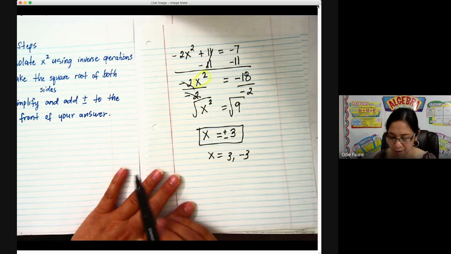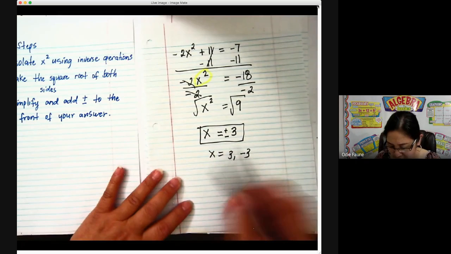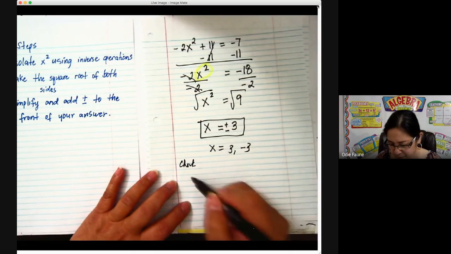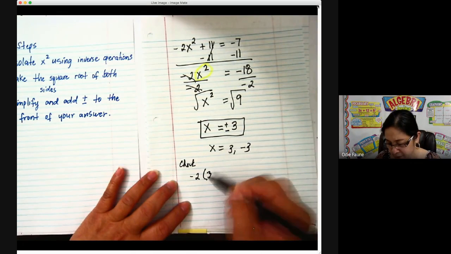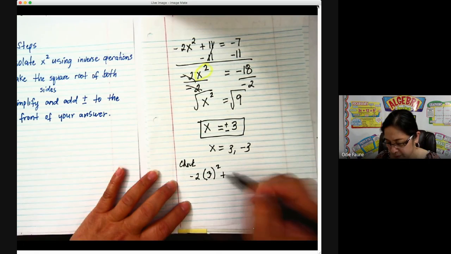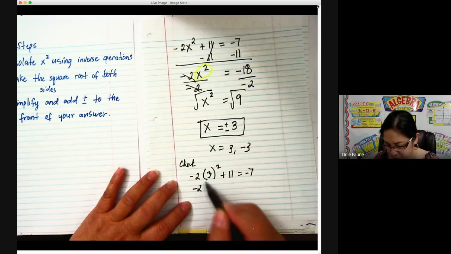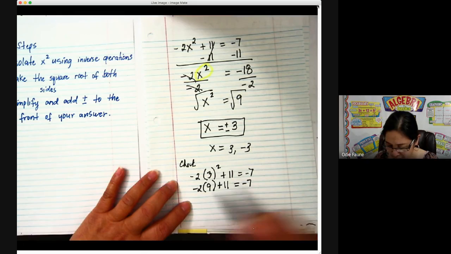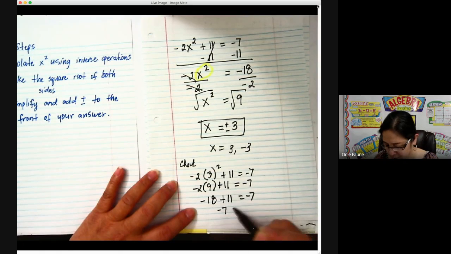If we check our answer, let us substitute and verify. This is checking. Negative 2, my x is 3, raise it to the second power, plus 11 is negative 7. So this is equivalent to negative 2 times 9 plus 11. We have negative 18 plus 11. So negative 7 equals negative 7.